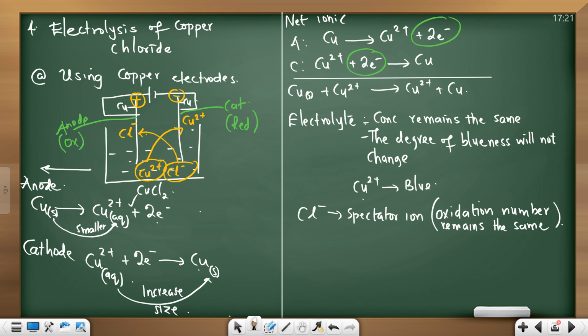All right. This is using copper electrodes. Let's change the electrodes to carbon and see what happens. Once we're done with that, we answer our question. I've said more than enough. You need to watch this again.